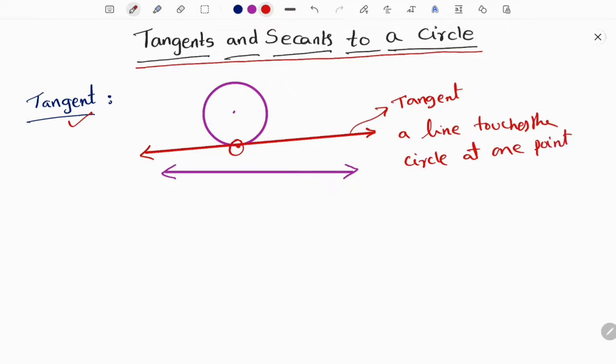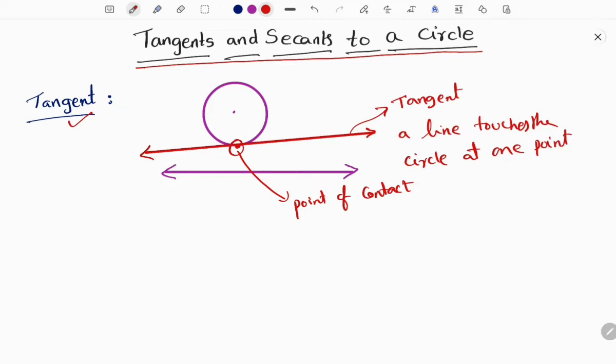One more question they ask in the examination: what is a tangent? You can simply write: a line that touches the circle at one point is called the tangent. Now what about this point? That point is called the point of contact. Keep it in mind, the point of contact. This is called the tangent.